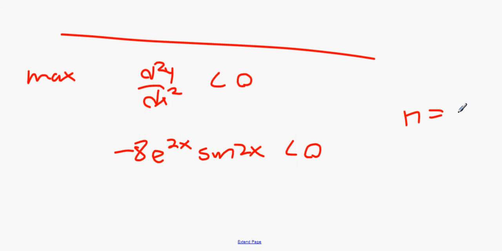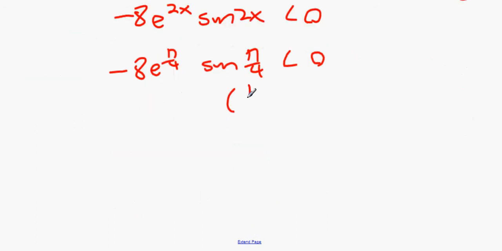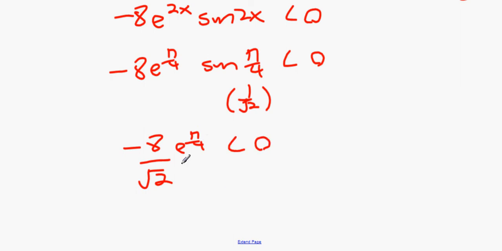We know that x equals pi over 8. So we're going to get minus 8, and remember, if x is pi over 8, 2x is pi over 4, which you multiply by 2. So e to the power pi over 4 sine pi over 4 less than 0. Sine pi over 4 is 1 over root 2. So what we're going to get is minus 8 over root 2 e to the pi over 4 less than 0.